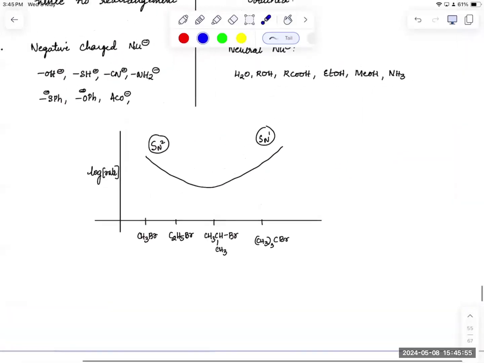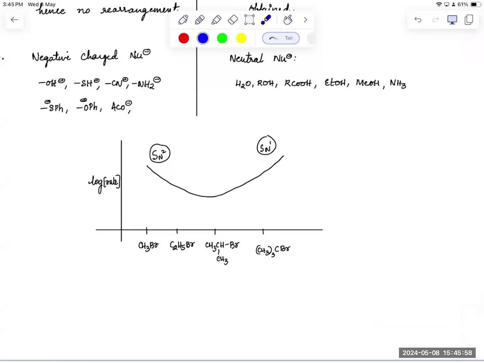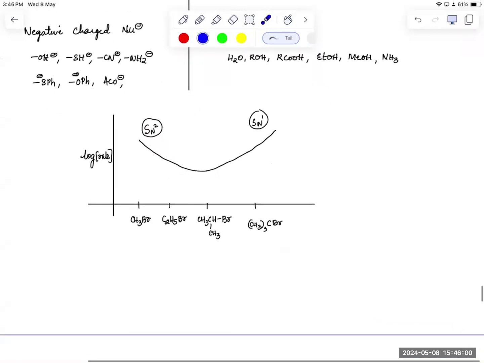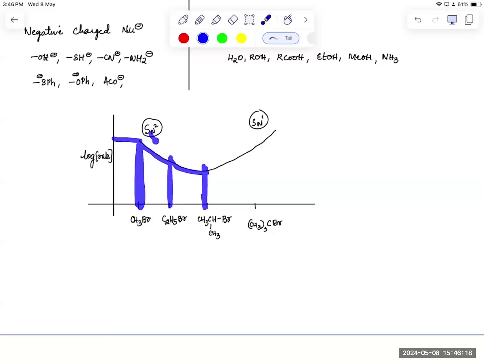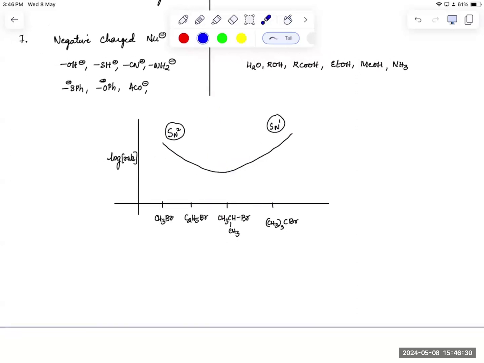See, typically, when it comes to rate, for example when you treat with water, this is how the SN2 would happen, because for this CH3Br, if you notice, SN2 will be more favorable, correct? As you come towards primary, slowly it will start decreasing. And by the time it comes to secondary, both SN2 and SN1 are favorable. And by the time it comes to tertiary, only SN1 is favorable. So this side it is mostly SN1 kind, and this side it is mostly SN2 kind.